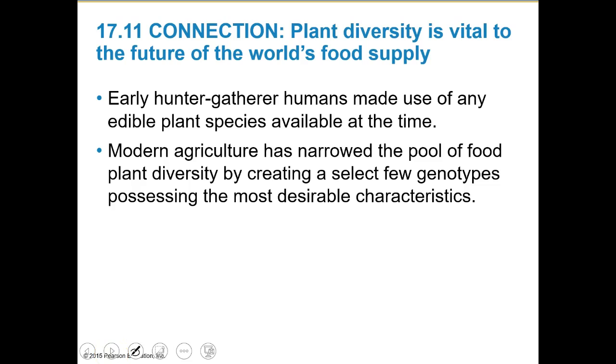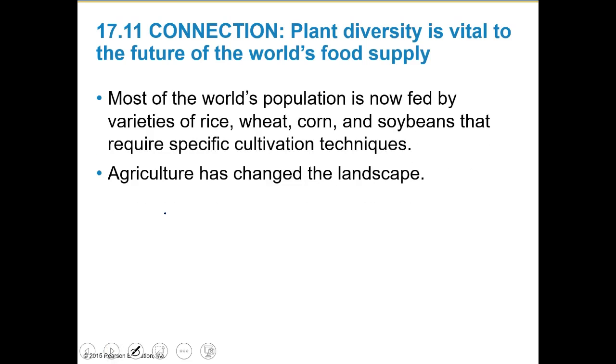Early hunter-gatherers made use of the edible plant species available at the time. Modern agriculture has narrowed the pool of food types and plant diversity by creating a select few genotypes, possessing the most desirable characteristics. So we actually have a more narrow diet than the hunter-gatherers. Most of the world's population is now fed by rice, wheat, corn, and soybeans that require specific cultivation techniques. Agriculture has in fact changed our landscape.